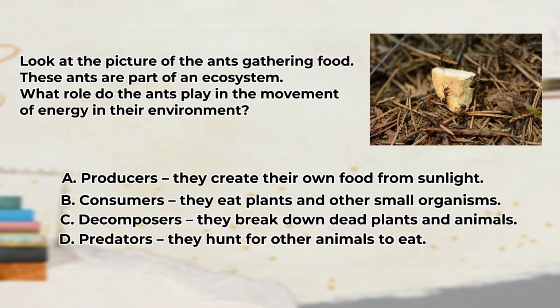Look at the picture of the ants gathering food. The question asks what role the ants play in the movement of energy in their environment. Pause here and choose the best answer. The correct answer is B, consumers. Ants are considered consumers because they rely on plants or other small organisms for food. They do not produce their own energy like plants or break down dead materials like decomposers. By consuming food, they play an important role in transferring energy through the ecosystem.